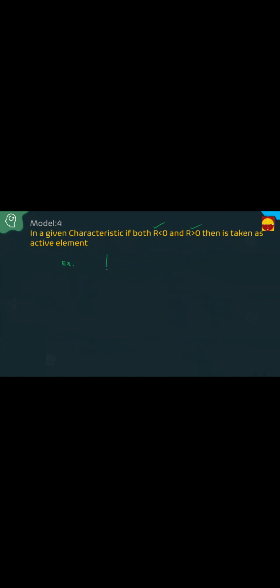See, for example, if the characteristics are given like this, V minus V, this is I, this is minus I. This side R greater than 0, slope is R greater than 0. This side slope is R less than 0. Now what is the type of element? If R greater than 0 and R less than 0 both exist, then this element is which element? Active element.